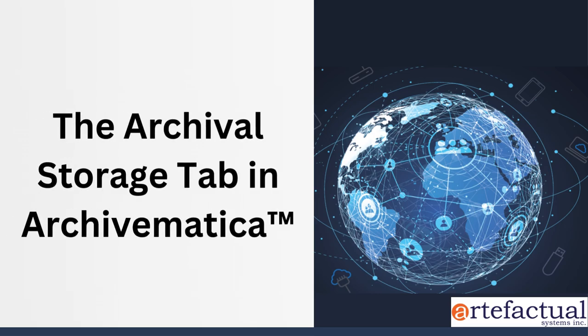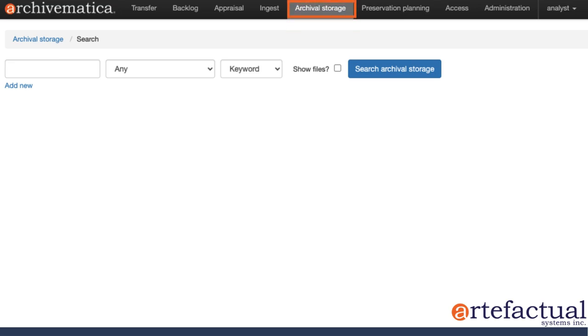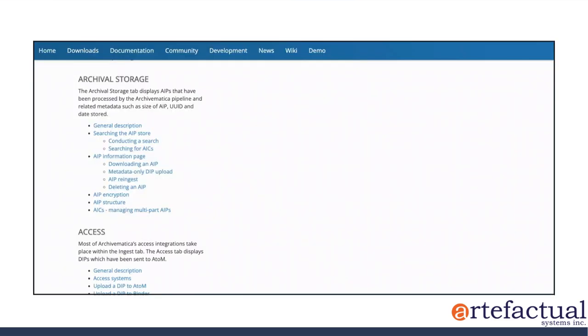Welcome back. So in the last clip, we created and stored an AIP, and in this video, we're going to take a look at the AIP itself through the Archival Storage tab. We'll cover how to navigate this tab, how to view and download your AIPs and METS files, as well as a quick overview of what you'll find in an Archivematica AIP and a METS file.